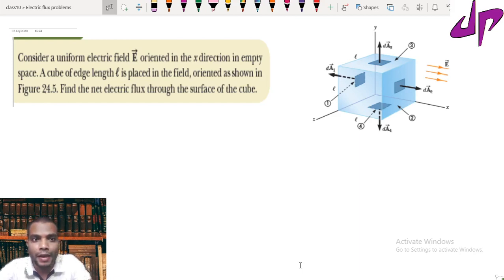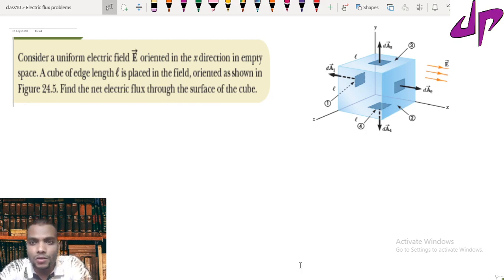Consider a uniform electric field E bar oriented in the x direction in empty space. A cube of edge length L is placed in the field, oriented as shown in the figure. Find the net electric flux through the surface of the cube.